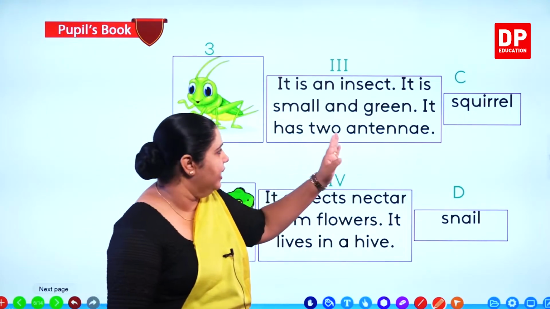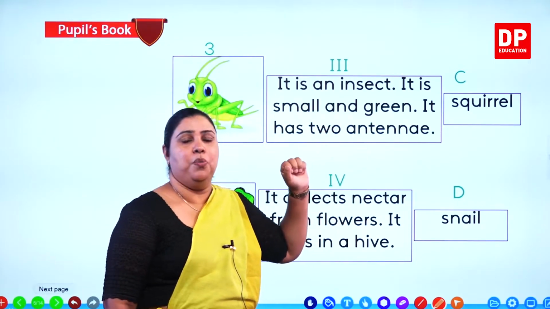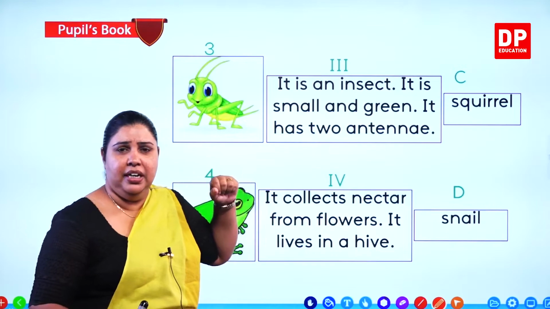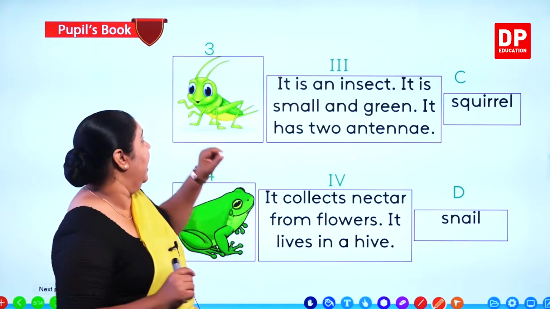Now we write antenna like this and then we write antenna in a different way. What are the antennas that this little insect has? That is green color. Can you see?